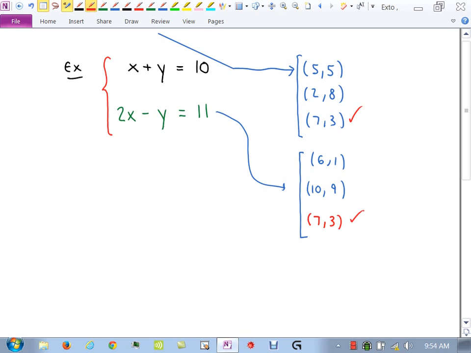Now, the first section in this chapter is to try and find the answer by graphing. So that's what we're going to start with. What we're going to do is graph each of these lines individually, and see if that graph gives us any information.